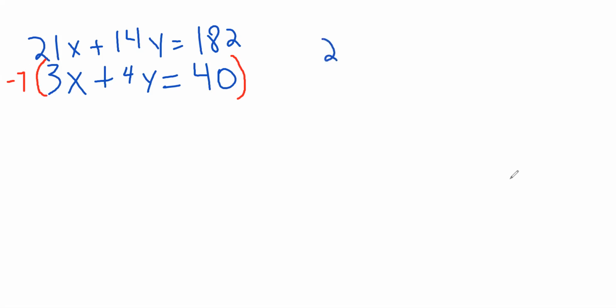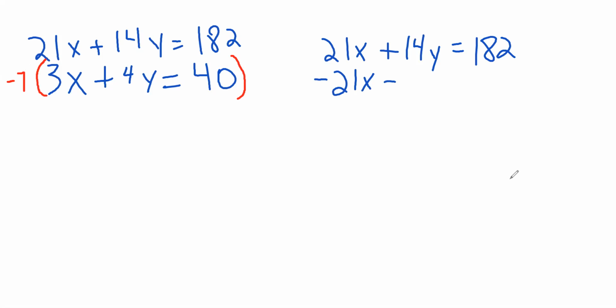So let's see, I'll have 21x plus 14y equals 182. For the second part, I'll have negative 7 times 3 will be negative 21x, minus 4 times negative 7 will be 28y. And then 7 times 4 is 28, so 7 times 40 is 280, and it'll be negative.